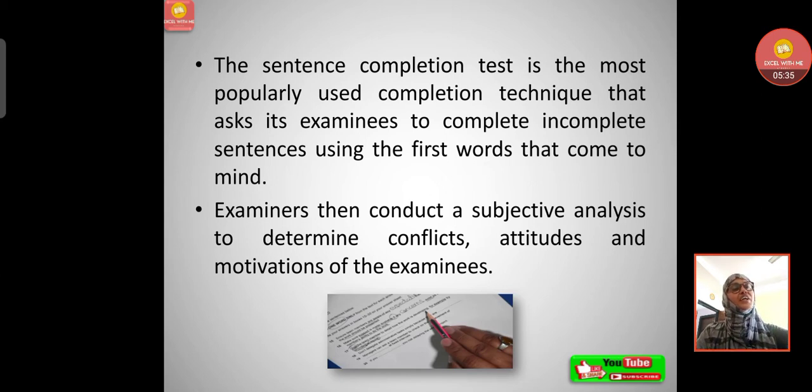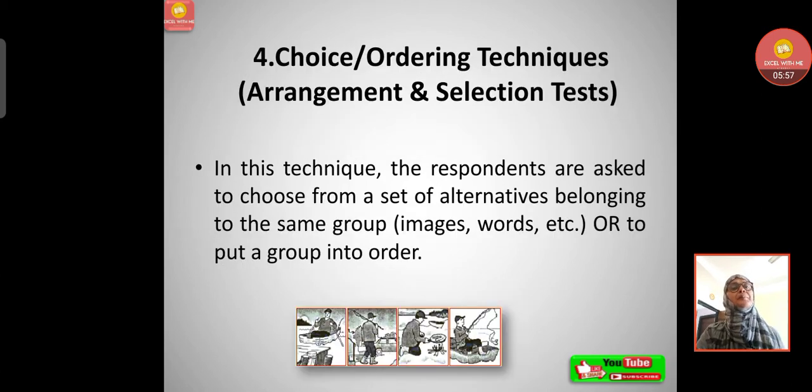Unlike in the educational systems in schools or classes, where particular words are to be filled in the blanks, that is not the test here. In a completion test, they can put their own words in those blanks. Examiners then conduct a subjective analysis to determine conflicts, attitudes and motivations of the examinee.